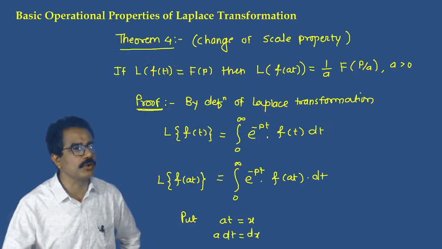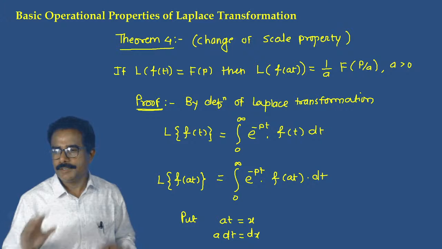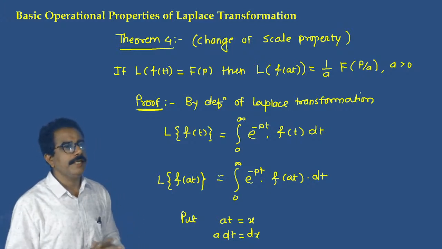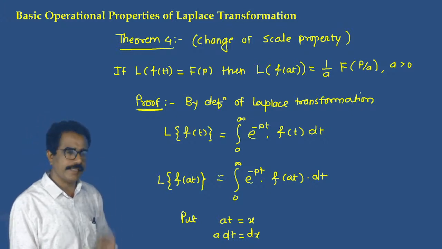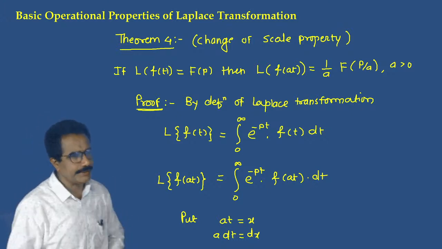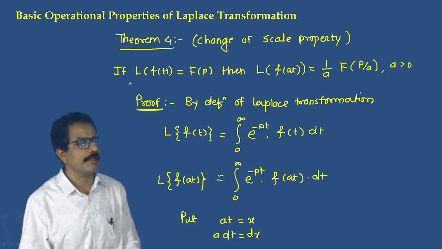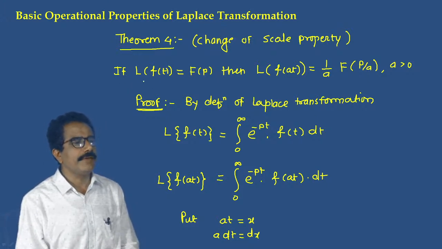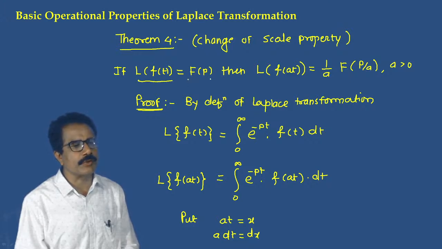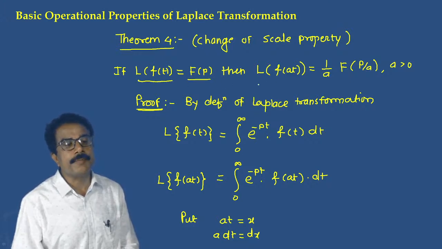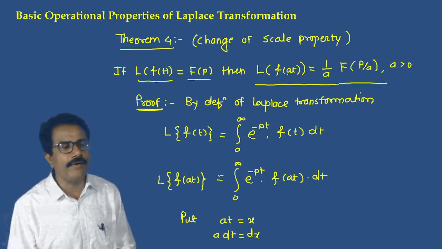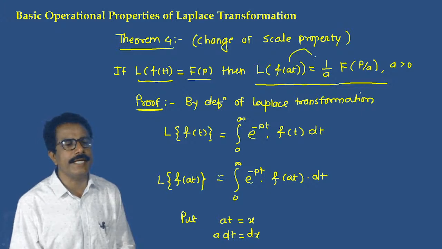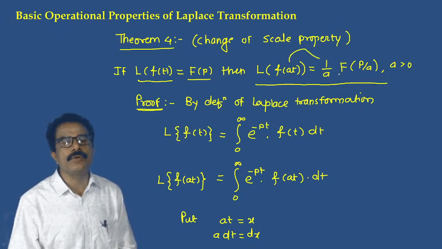Now next we shall move towards theorem number 4, the change of scale property. Now see here, if L of small f of t is equal to capital F of p, then prove that L of f of at is equal to 1 upon a into capital F of p upon a.